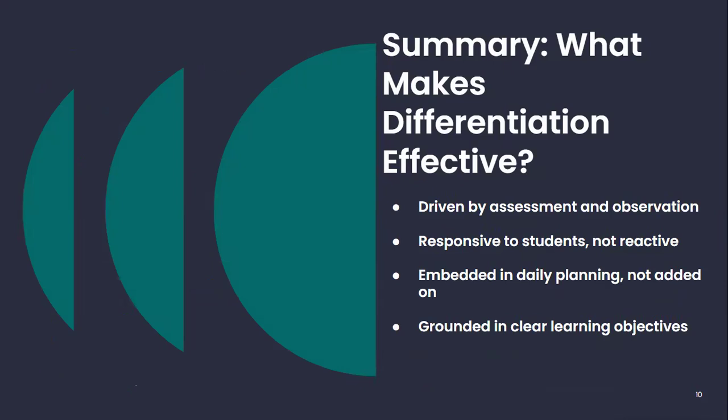Effective differentiation starts with strong learning goals and a deep understanding of your students. It's a mindset and a practice, one that develops with intention and reflection. So, what makes differentiation effective? It's driven by assessment and observation. Remember, differentiation is responsive to students' needs, responsive to students' backgrounds, interests, and readiness. It's embedded in daily planning, not added on, and it's grounded in clear learning objectives.